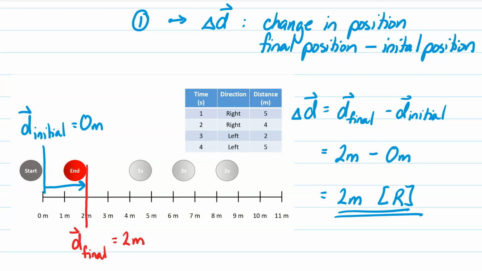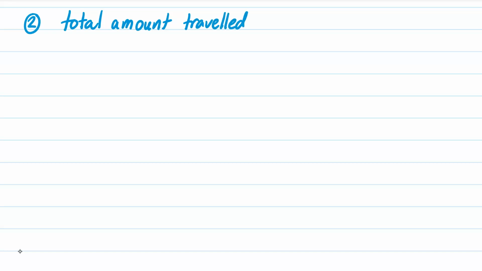Now there's another way of looking at displacement. You can also look at displacement as the total amount traveled, but now you're including direction. So direction is going to matter. So displacement is the total amount traveled as long as direction matters. So direction must be included somehow in your calculations. So how do we include direction?